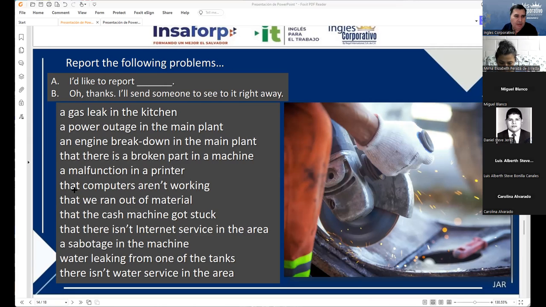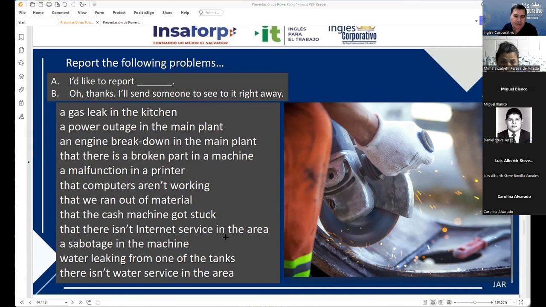Okay. That computers aren't working. That we run out of material. Se nos acabó el material. Okay. That the cash machine got stuck. La caja registradora se pegó, o sea, se trabó.